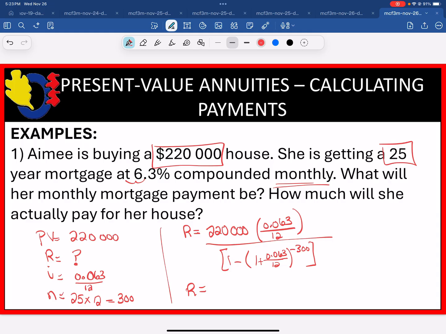So on my calculator, I have to type in 220,000 times, open up a bracket, 0.063 divide 12, close my bracket, equals divide, open up 3 brackets, 1 minus, open up 2 brackets, 1 plus, open up a bracket, 0.063 divide 12, close 2 brackets, exponent negative 300, close a bracket, equals, and you will get $1,458.08. Okay, so that's the mortgage payment.